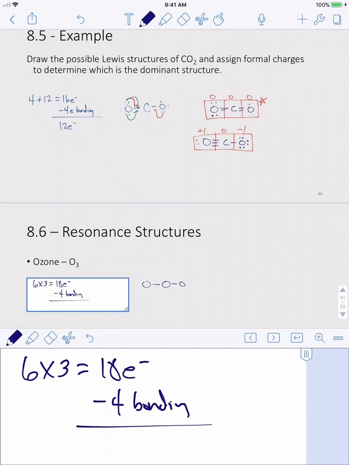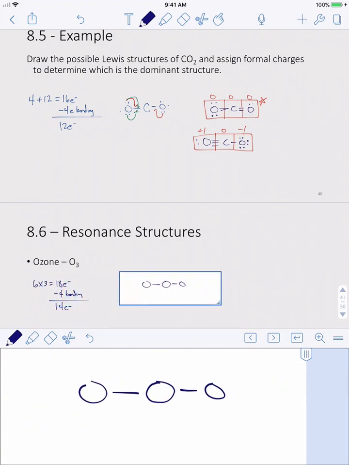And that leaves us with a total of 14 electrons left in our structure. We come over here and we put them on the terminal atoms first. So 1, 2, 3, 4, 5, 6, 7, 8, 9, 10, 11, 12. Okay, but I still have 2 more to go. So the other 2 have to go inside on the internal oxygen, central oxygen.